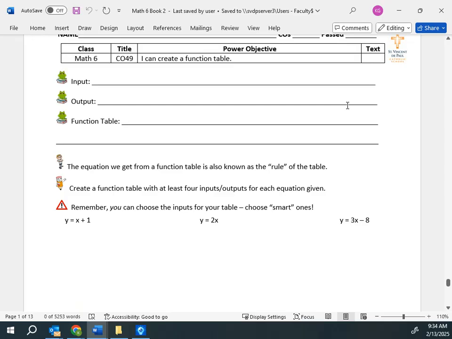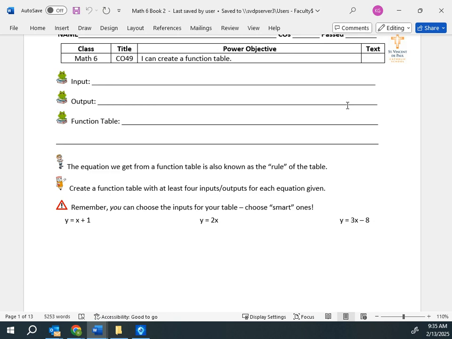Today we are working on CO49. I can create a function table. So we're still working with x's and y's, but this time we're looking at what a function table is all about with those x's and y's. So first thing with doing a function table is we need to know what our different terms are.